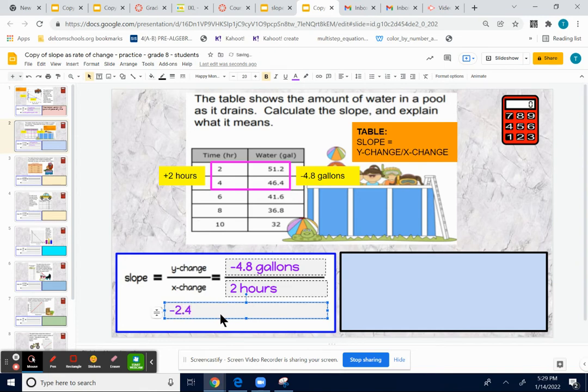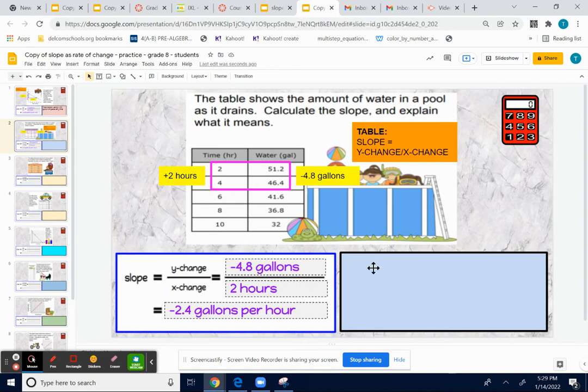I'm going to keep my labels again, just like I did with the slope of the graph. Top label, gallons. The word per, or you could use a slash, and then the label hour. So my slope with labels is negative 2.4 gallons per hour. The negative just tells me it's a decrease. It's a decrease of 2.4 gallons per hour instead of an increase.